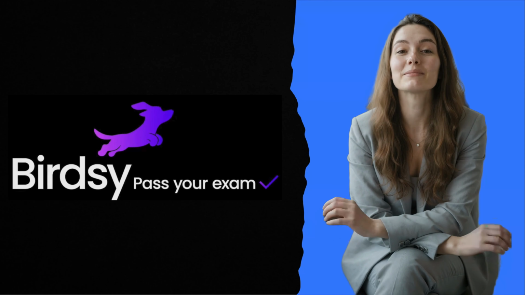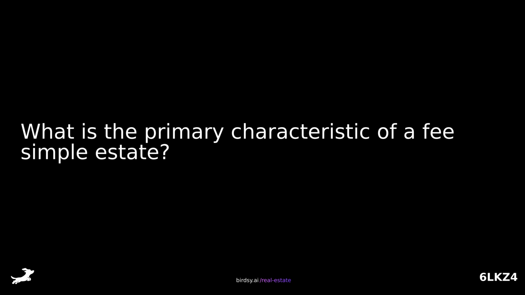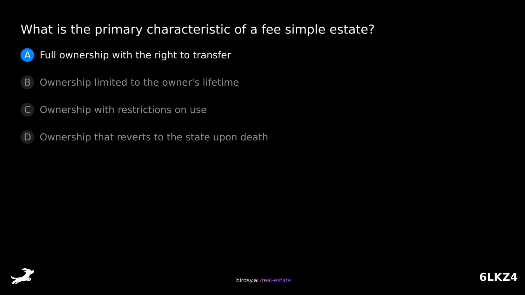Let's begin with a review of property ownership and land use controls. What is the primary characteristic of a fee simple estate? Is it A, full ownership with the right to transfer? B, ownership limited to the owner's lifetime? C, ownership with restrictions on use? Or D, ownership that reverts to the state upon death?